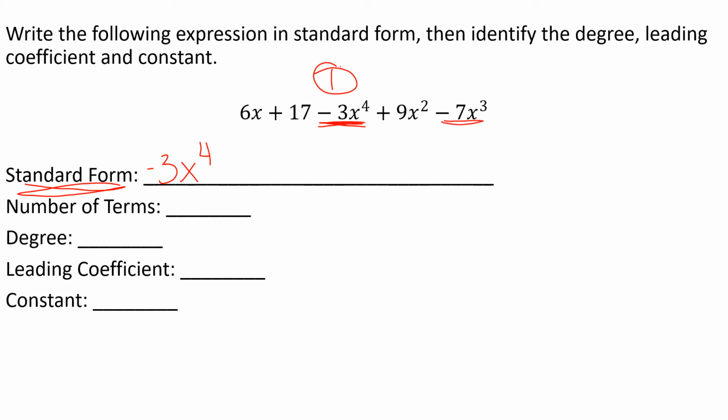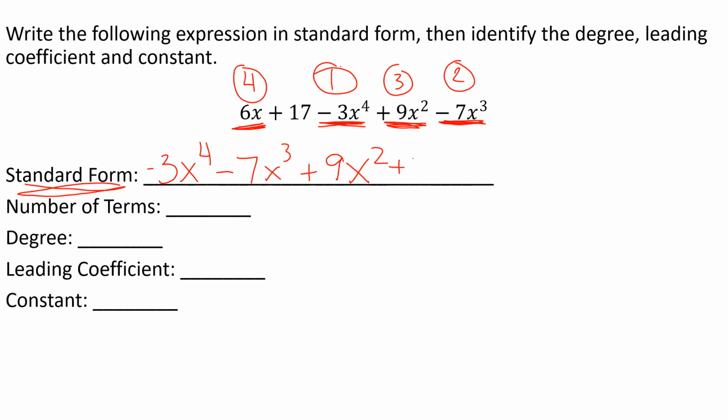After the x to the 4th power, I'm going to do the x to the 3rd power. So that's going to be minus 7x cubed. After the x to the 3rd power, I'm going to do the x to the 2nd power. So that's plus 9x squared. After x squared, we're going to do the regular x. That's a positive 6x. I'm going to put plus 6x. And last, the constant. Positive 17, I put plus 17. Now, if you count it out, that was 1, 2, 3, 4, 5 terms.